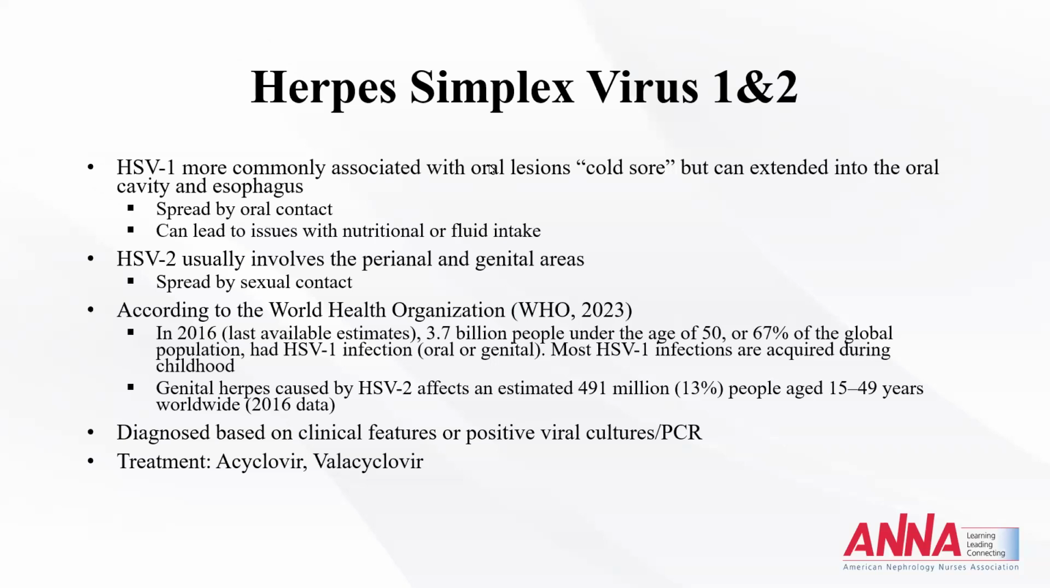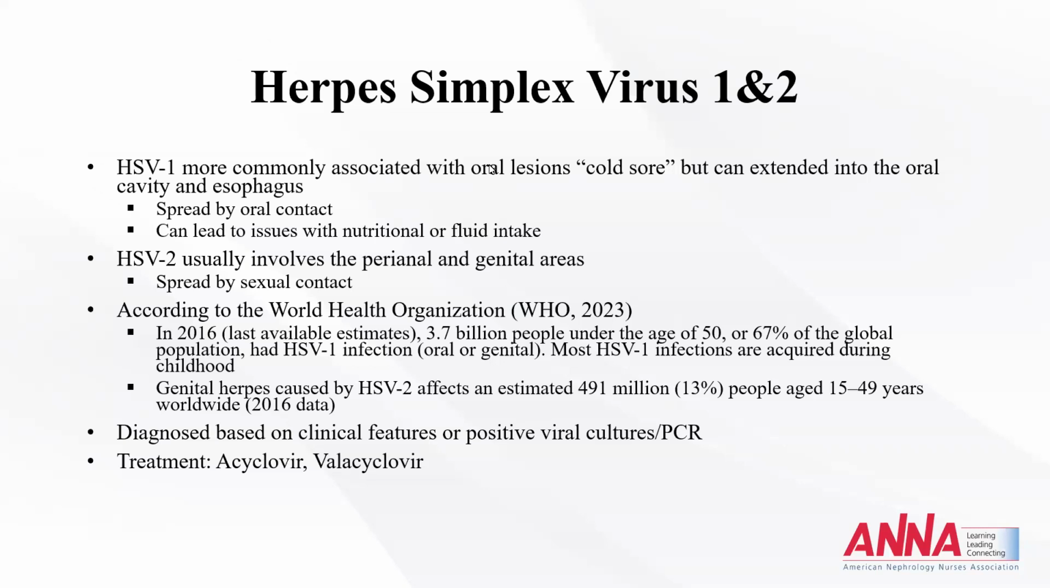According to the World Health Organization, and this is as of 2023, in 2016, because that's the last available estimates they had, 3.7 billion people under the age of 50, or about 67% of the global population, have HSV1 infection, whether it's oral or genital, it didn't matter. And most HSV1 infections are acquired during childhood. So like I said, a lot of our patients come in contact, if we think about little kids, maybe a parent drinks from a cup, then the kid drinks from a cup, or the parent kisses them and didn't know. Kids spread things because they are always putting things in their mouth. So it's one of the most common ones we see, and a lot of patients we test before transplant are positive for HSV1. We just have to think about that post-transplant and what that means.